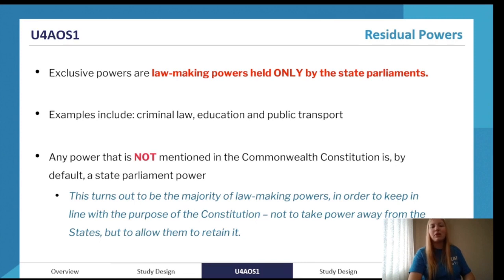This is a really good quote in order to keep in line with the purpose of the Constitution. The initial purpose of the Constitution, when it was established, because Australia was coming together as a federation and all of these states were joining together into a federation, was to reinforce this purpose of not taking power away from the states, but allowing them to retain as much power as possible without the Commonwealth powers interfering too much. Therefore, the majority of lawmaking powers are residual.